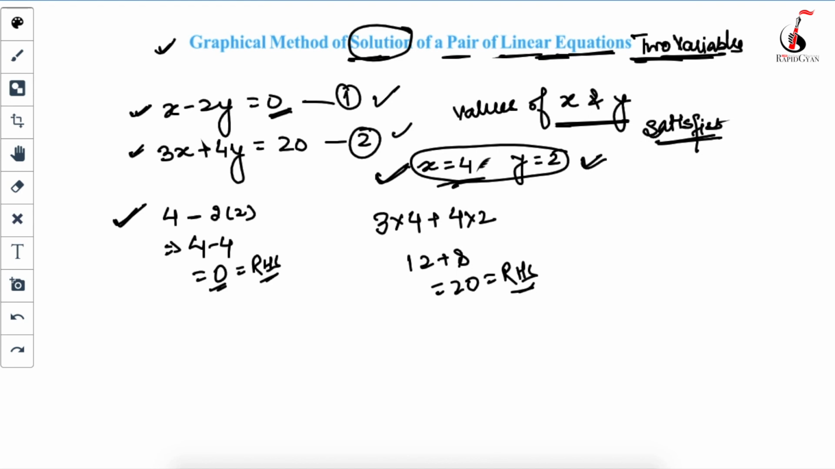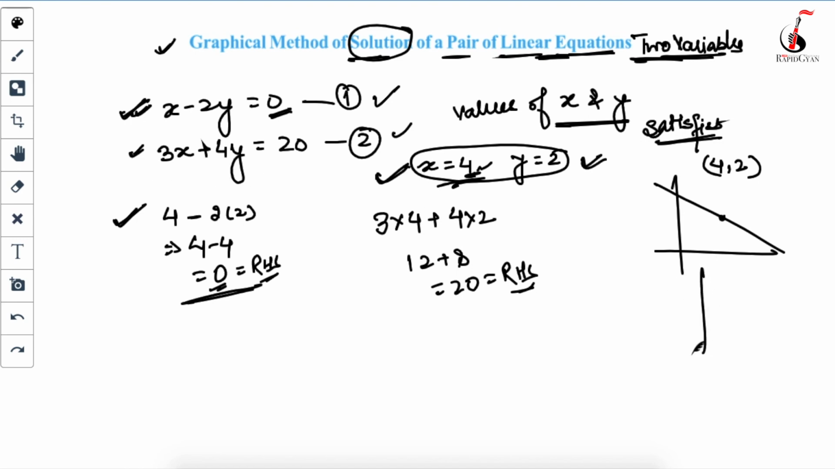And what do you mean by satisfied? We know that from a linear equation of 2 variables we draw a straight line, correct? So this 4 comma 2, where x is 4 and y is 2, will lie somewhere on this line. And with 3x plus 4y equal to 20, if I draw the graph, this point will lie on that line also.